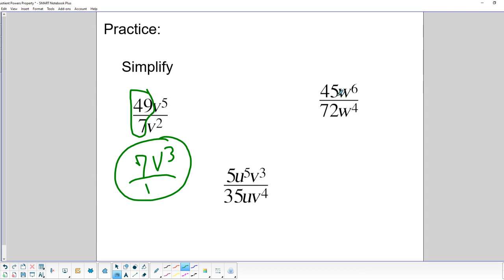45 over 72. I happen to notice that 9 will go into there. So if I divide each of these by 9, 45 divided by 9 is 5. 72 divided by 9 is 8. And then 6 minus 4 is 2. We're going to be left with w to the second on top.